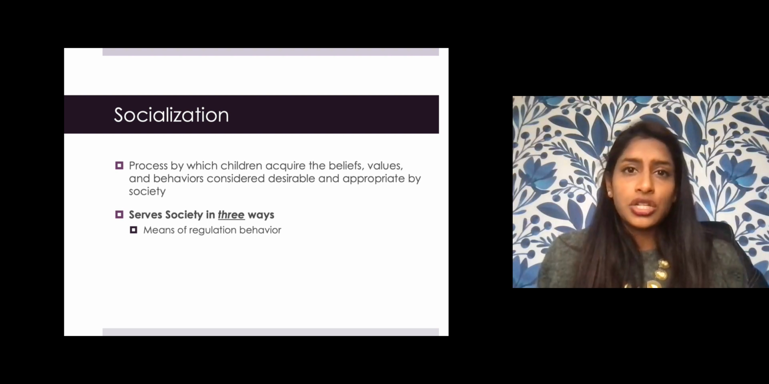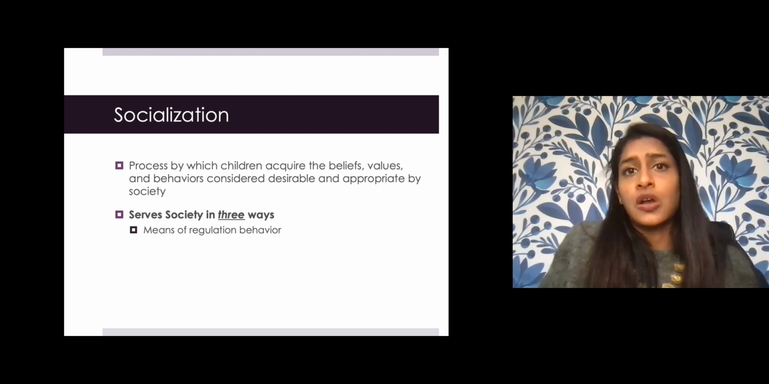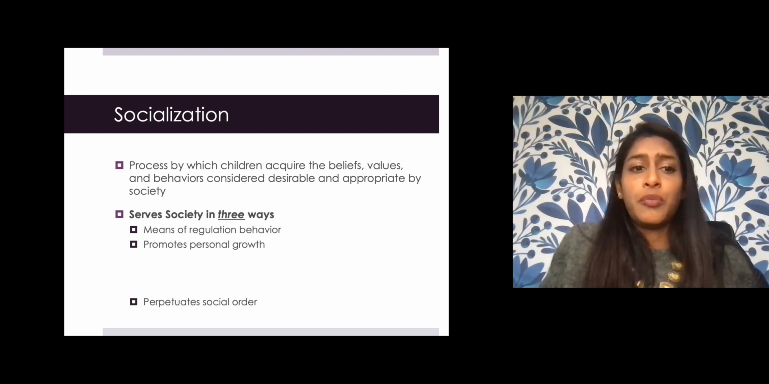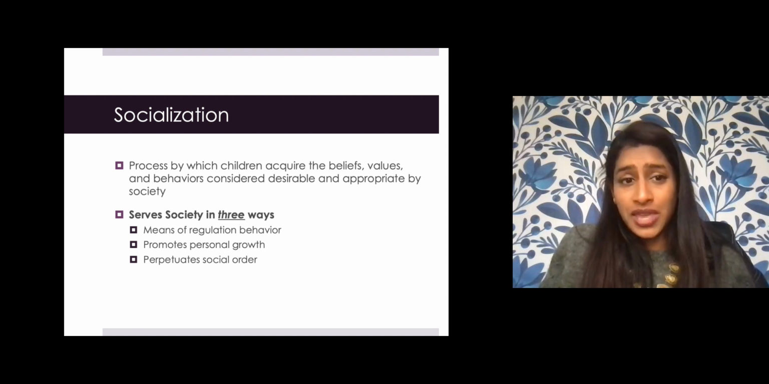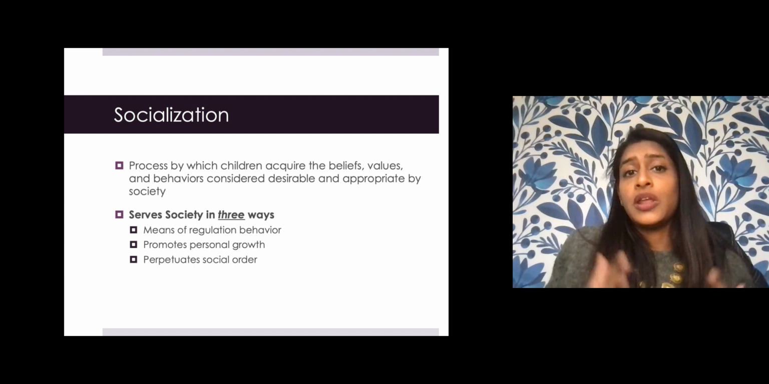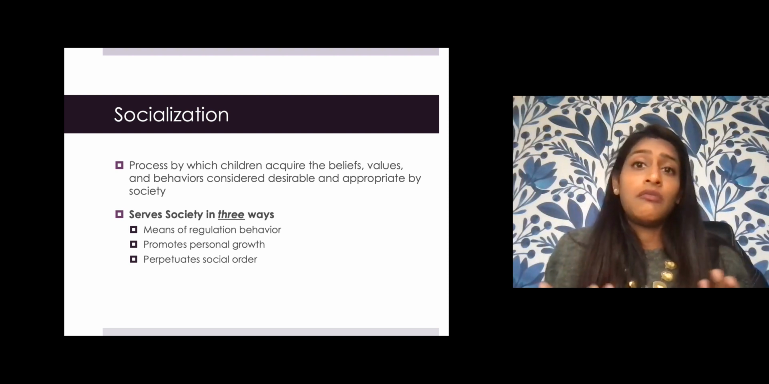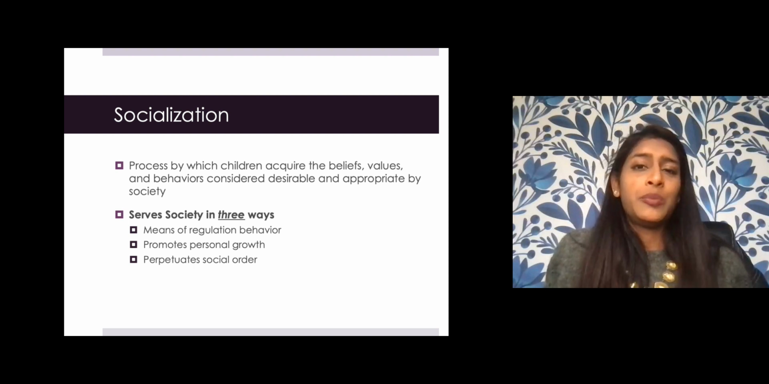Socialization helps a society function, and it does so in 3 very important ways. The first is it helps us to regulate our behavior. It then helps us to promote our own individual growth, and last and perhaps most importantly, it perpetuates social order. Could you imagine if everyone just did whatever they wanted to do without thinking about its consequence to others?